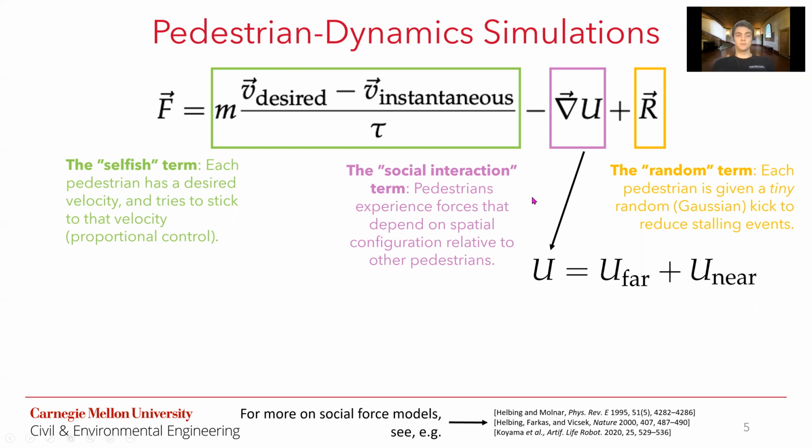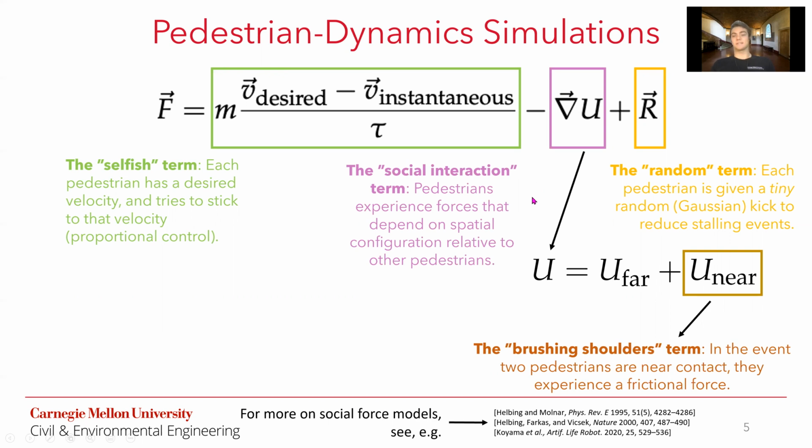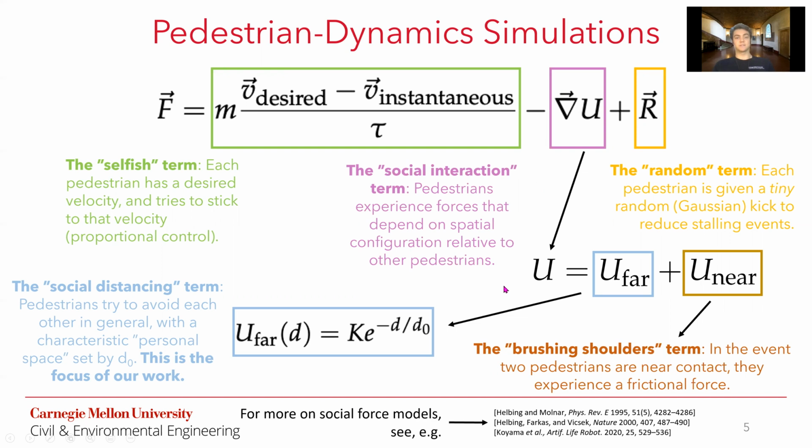The first term deals with the physical particle contact. So this is pedestrians bumping into each other, and that's the near term. The far term deals with psychological forces of social distance, and that is set by the factor d naught. This term here, the u far term, set by this factor of d naught, is the focus of our work.